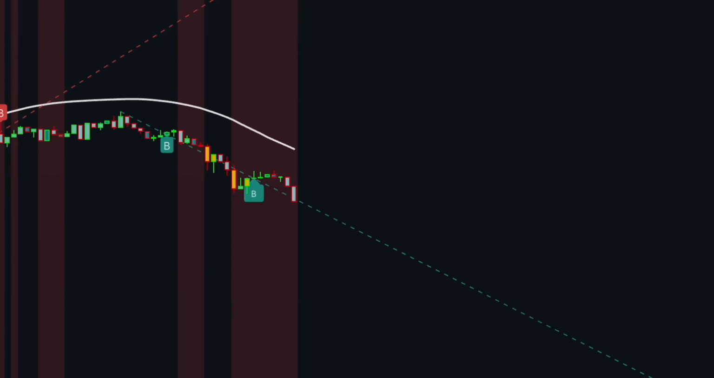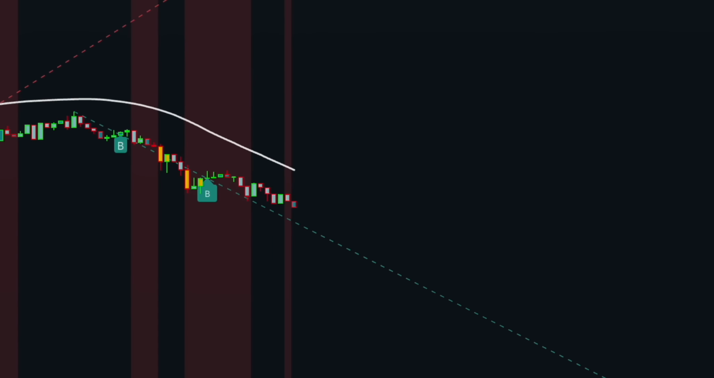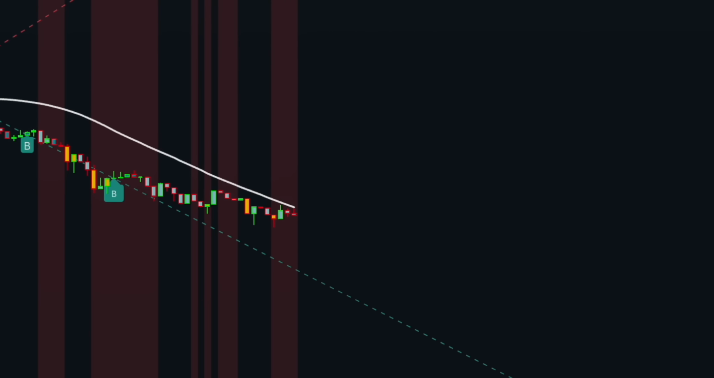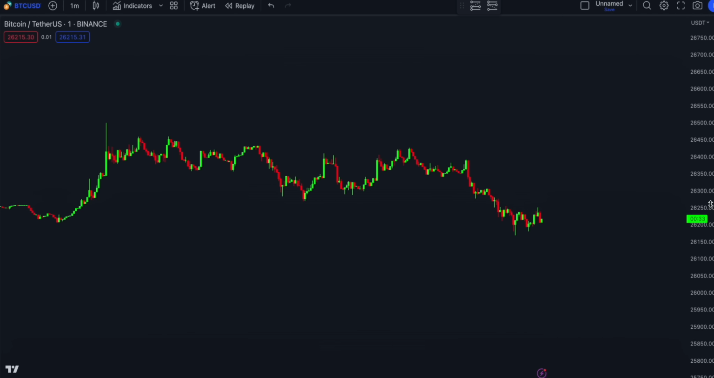By the end of this tutorial, you'll be equipped with a fantastic tool to enhance your trading arsenal that will boost your profitability. So, are you ready to revolutionize your trading journey? Let's dive in. We're currently on Bitcoin's price chart on a 1-minute time frame.